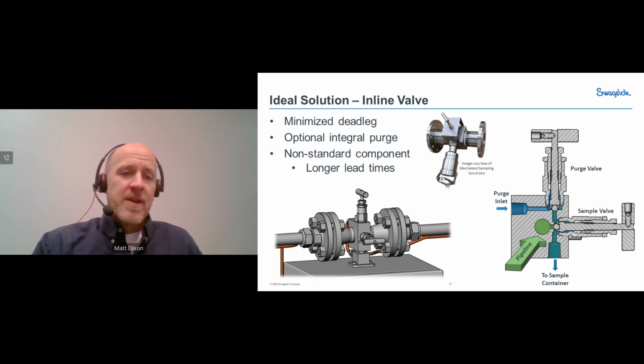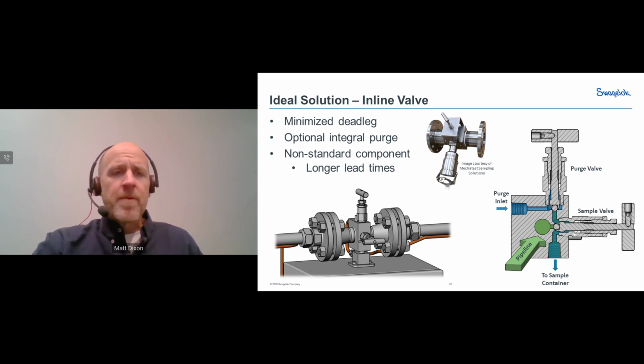Now, the drawback, of course, is that these things are not typically readily available. So this is a make-to-order type of a product, maybe even a custom product for a lot of manufacturers. So this sort of thing could potentially have a longer lead time and then a higher cost. So, ideal solution from a purely technical standpoint, maybe not from a commercial standpoint.